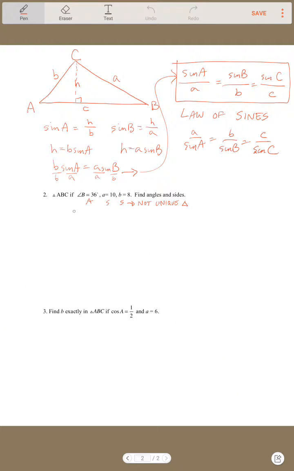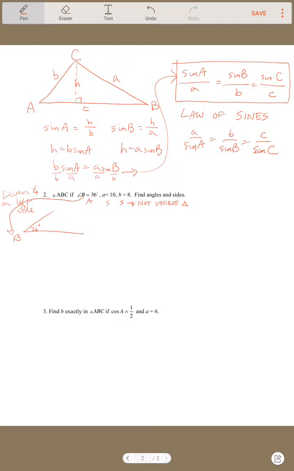As we take a look at number 2, the first thing to do, it would be helpful to draw a picture. Let's draw what we've been accustomed to doing on the previous page. To draw this, you always want to start off by putting the given angle on the left side. Because angle B is 36 degrees, I'm going to put B right there. That's where I'm going to put my 36 degrees.